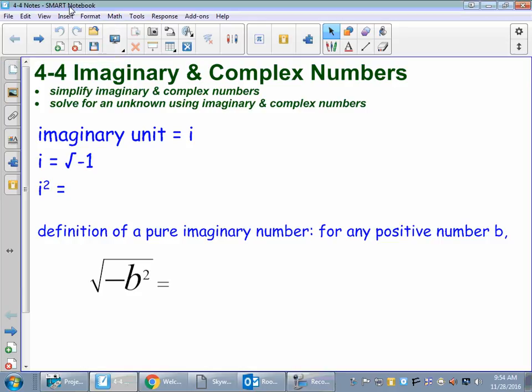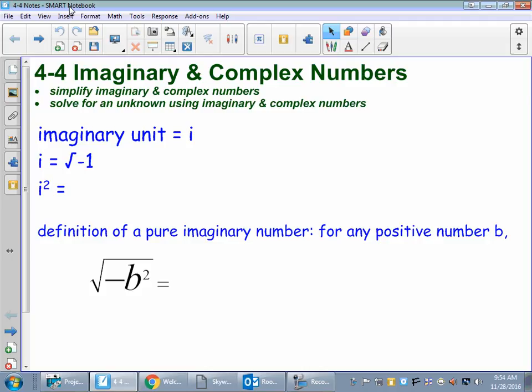These are your 4-4 notes on imaginary and complex numbers. We're going to just do this little section on these type of numbers before we can continue with solving quadratics. You have to understand that these other numbers exist. So not too difficult. They're kind of scary because we talk about imaginary numbers.